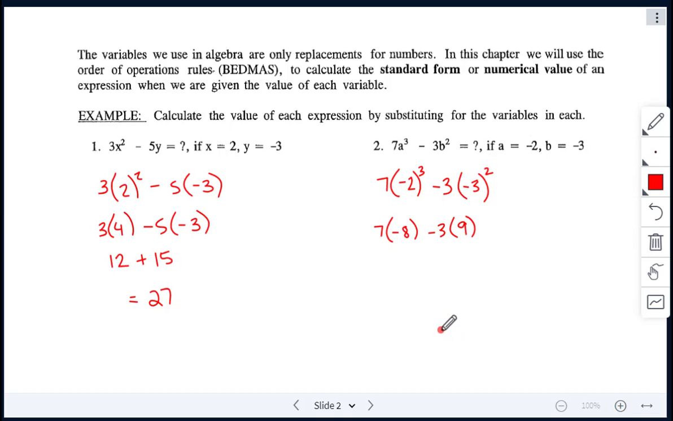Next we're going to multiply 7 times negative 8. That is negative 56. And then negative 3 times 9, which is minus 27, or negative 27. So that's what it's going to look like. Now just working with integers, negative 56 minus 27 gives me negative 83.